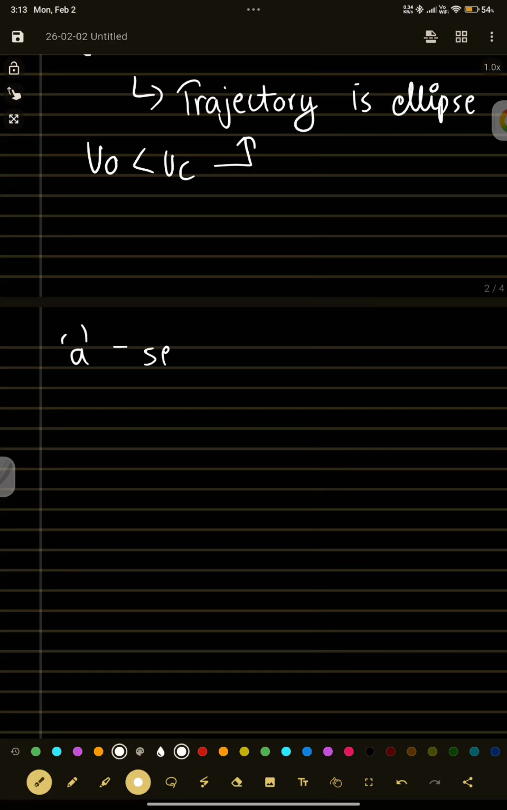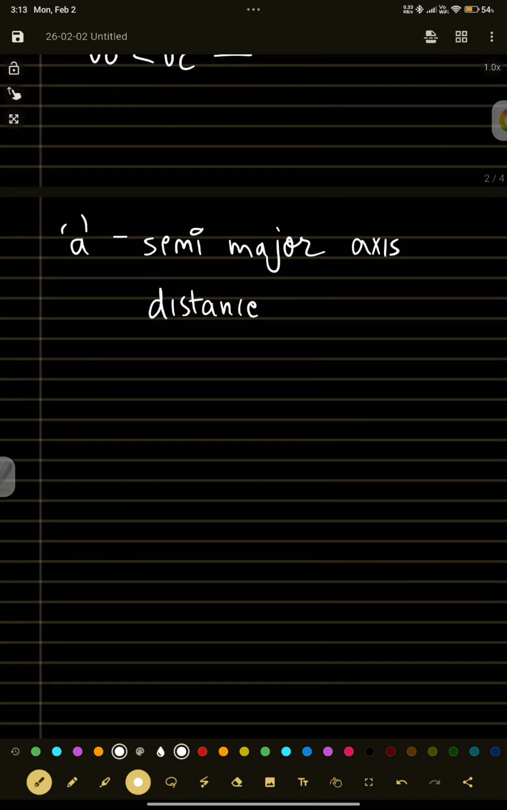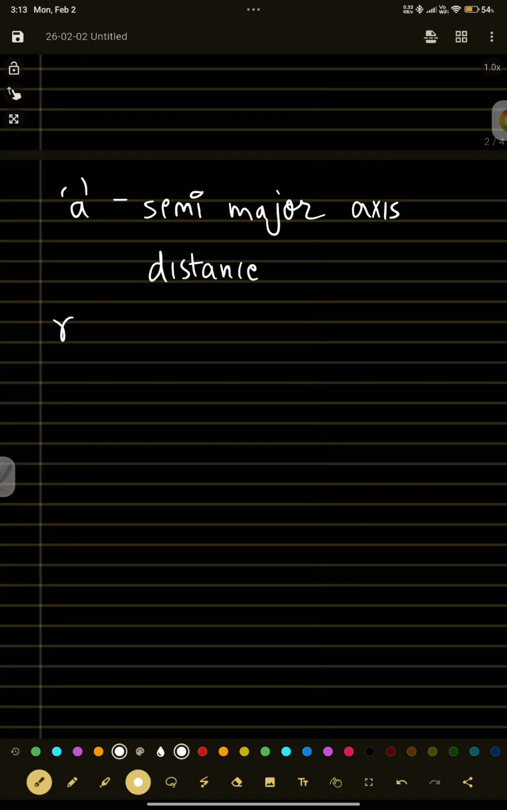So, if you know the R naught, which is generally the R minimum, that is how we have chosen. How much is that? A into 1 minus.